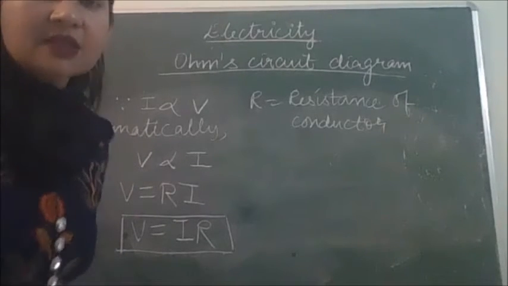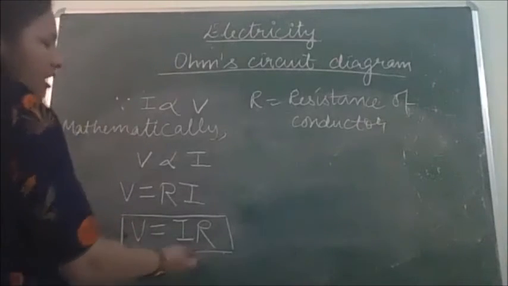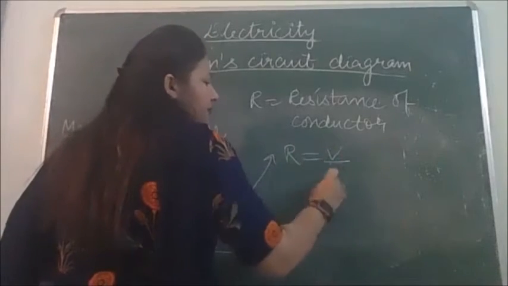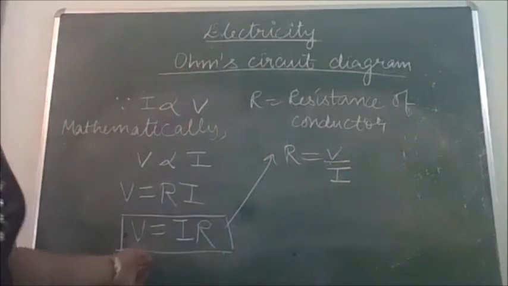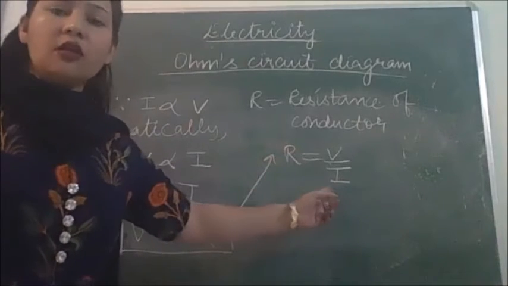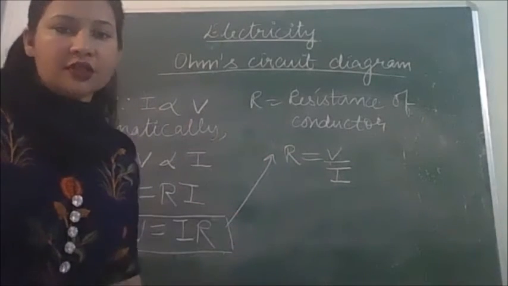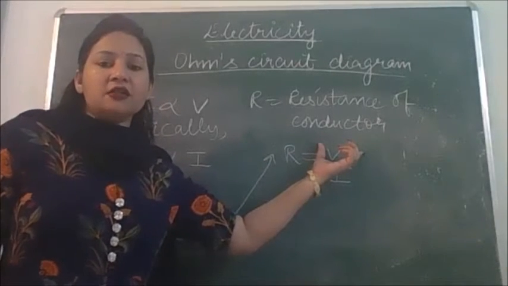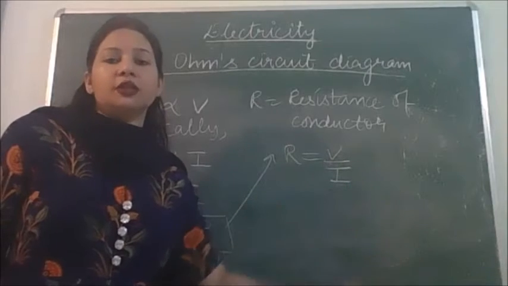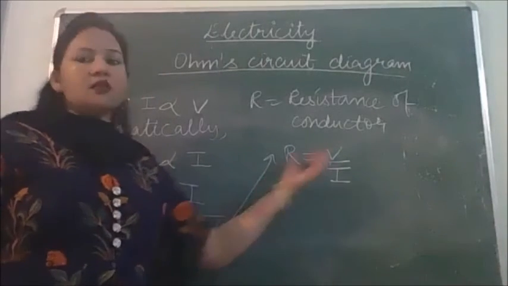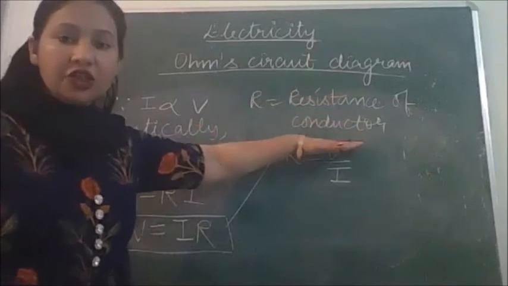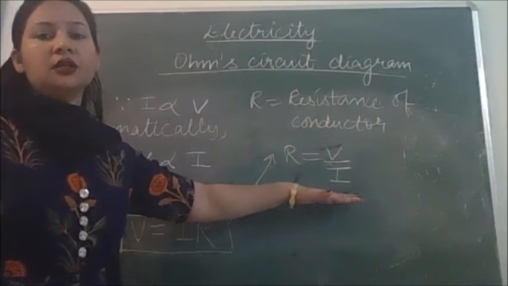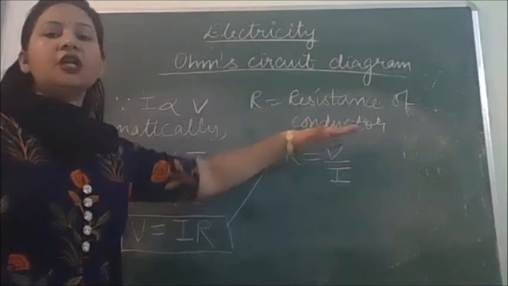One more definition of resistance we can have from Ohm's formula. How can we write R? We can write R is equal to V over I. So you can also have this mathematical definition of resistance. Resistance is defined as the ratio of potential difference between the ends of conductor to the current flowing through the conductor. Ratio of potential difference to the current.